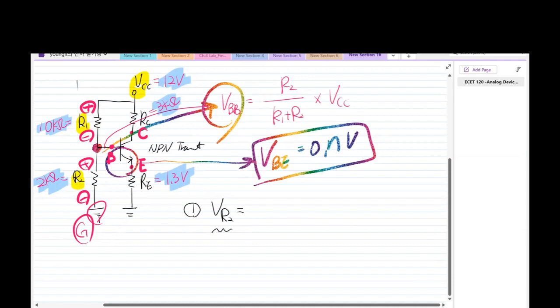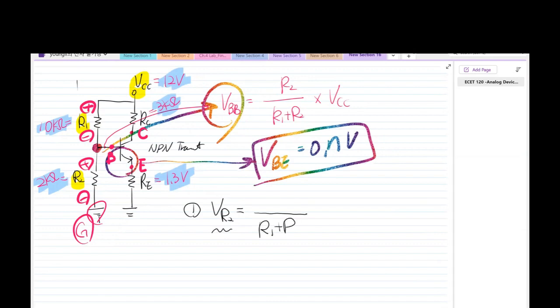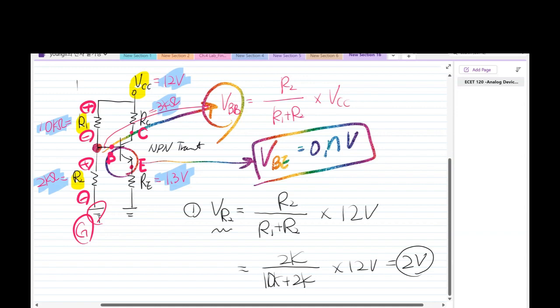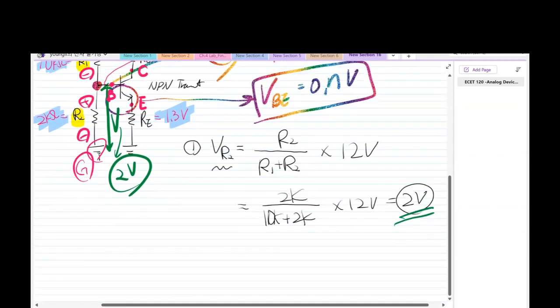So V sub R2 is R sub 2 over R sub 1 plus R sub 2, multiplied by V sub CC. Okay, so R sub 1 plus R sub 2, the 10K plus the 2K, over 2K, multiplied by the 12 volt. Okay, so that is what? The answer is 2 volt. I'm going to use another color here. That was what? The 2 volt. Okay. Any question?